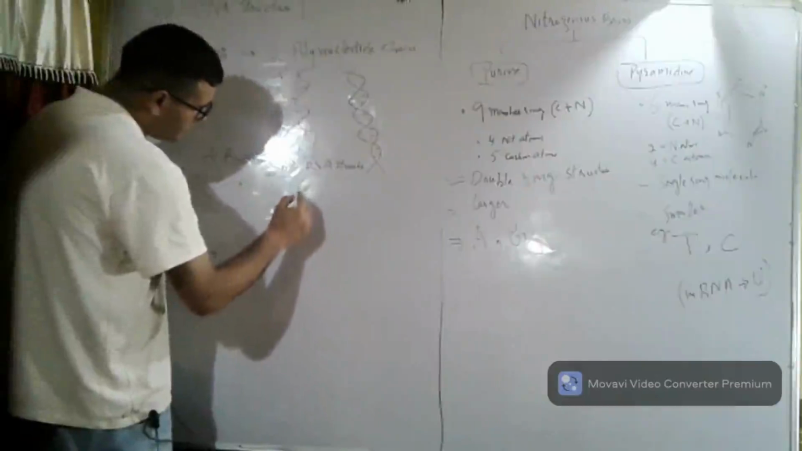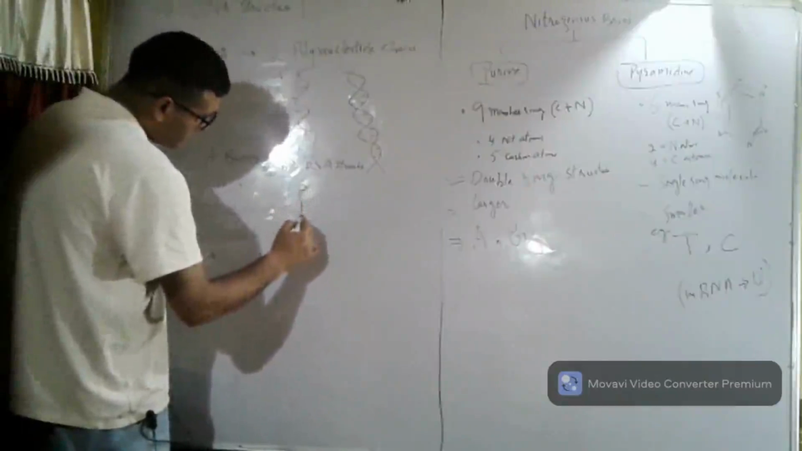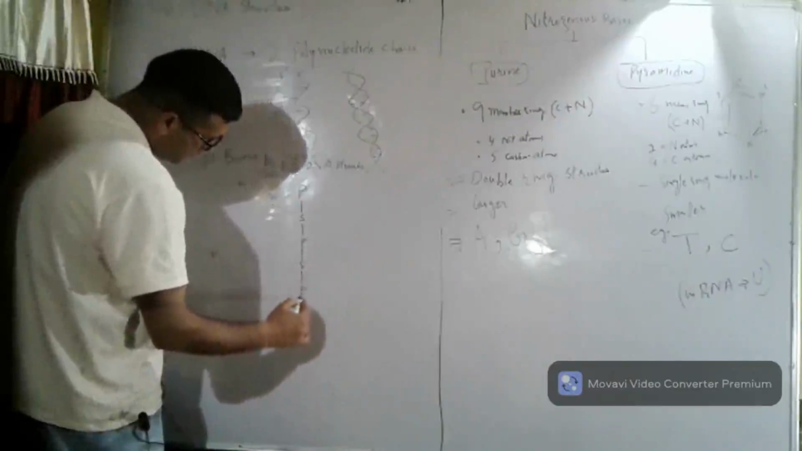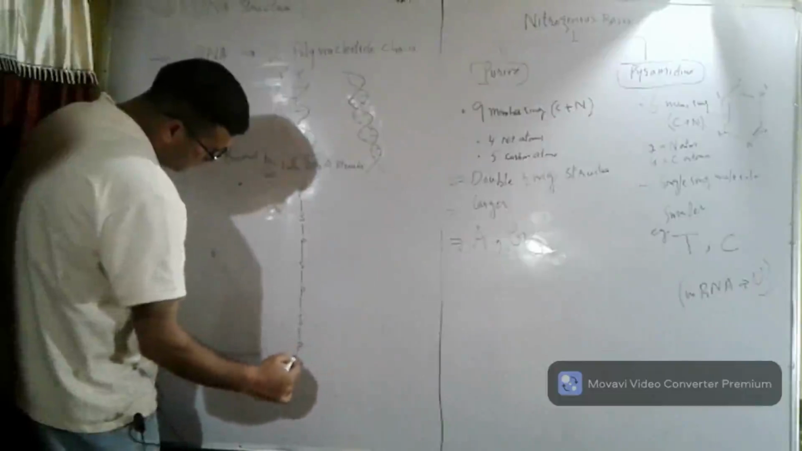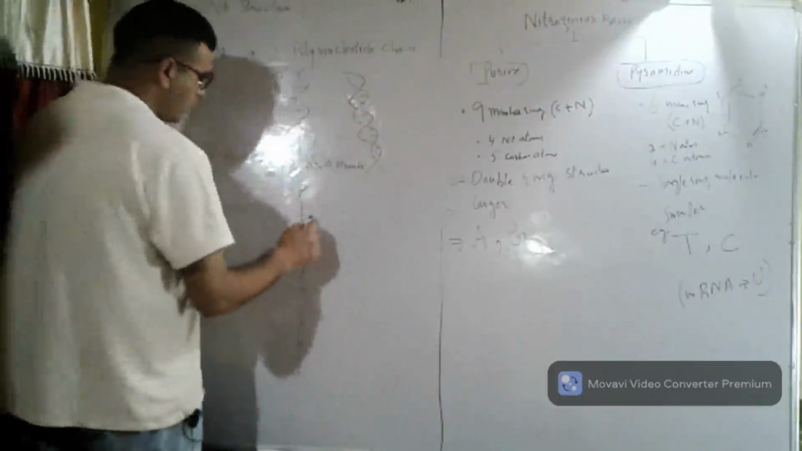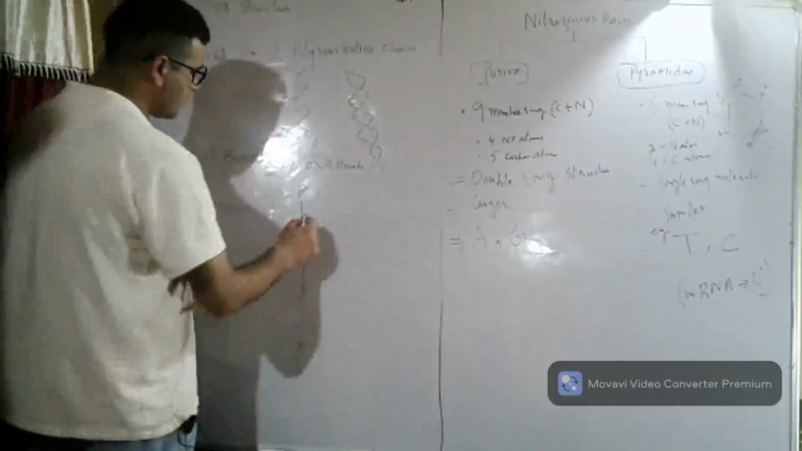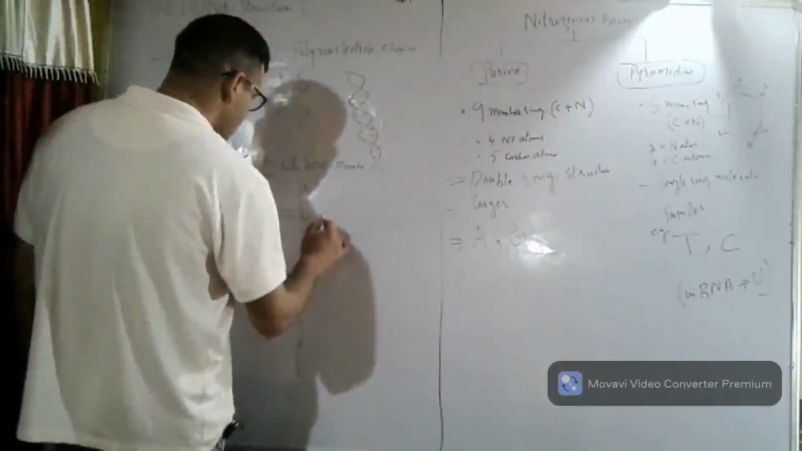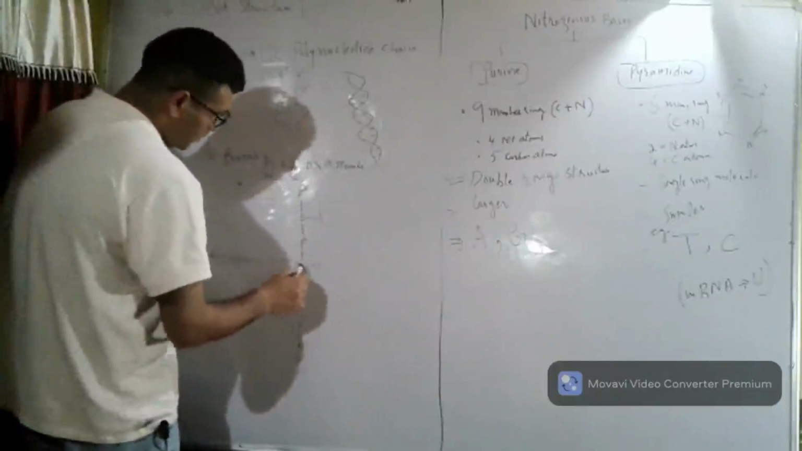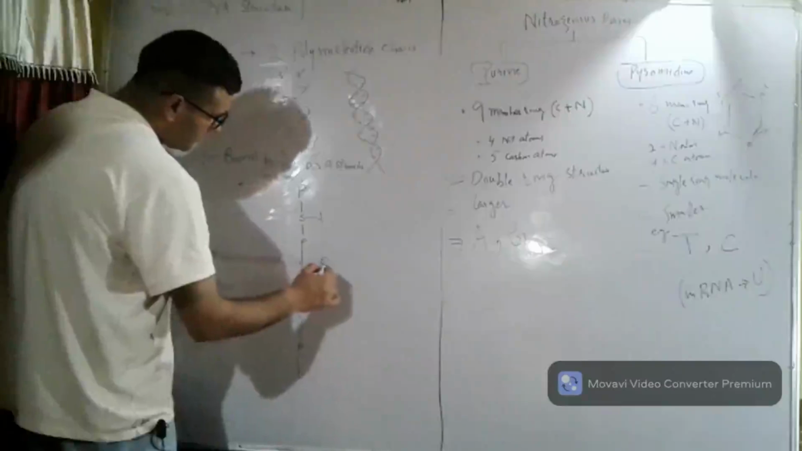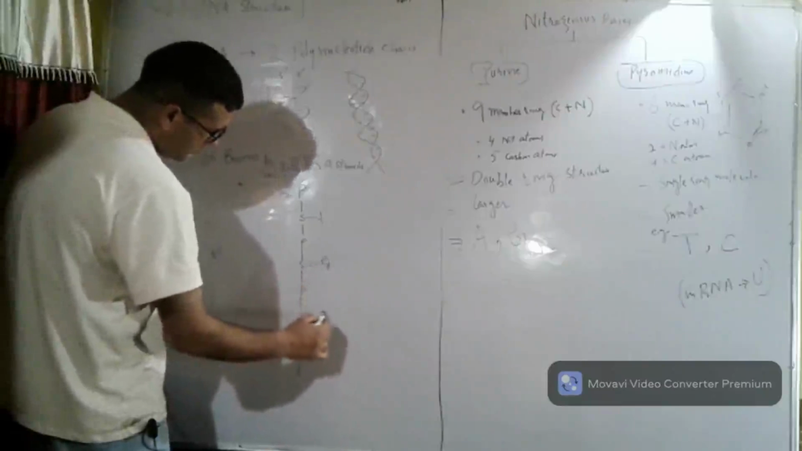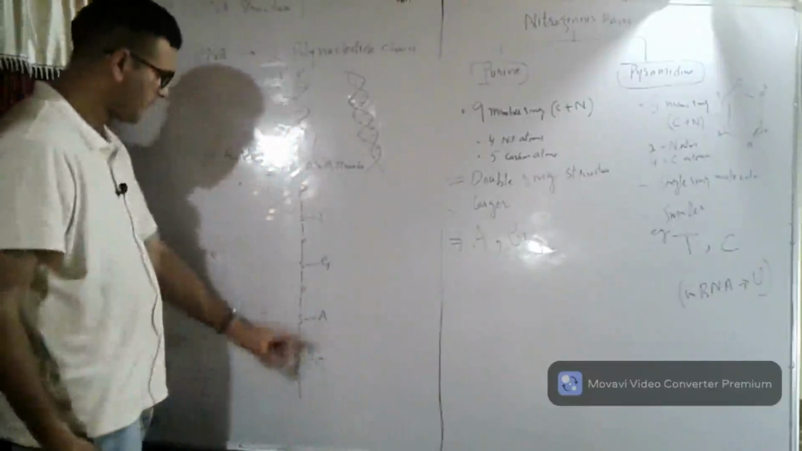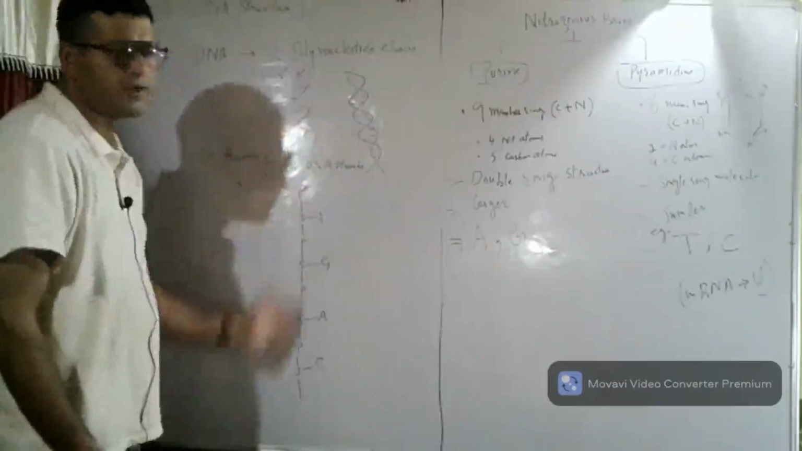For example, this is phosphate, sugar, phosphate, sugar, phosphate, sugar, phosphate, sugar. Obviously this sugar is attached to a nitrogenous base, for example adenine. Sugar is attached to a nitrogenous base, for example guanine. And for example cytosine.